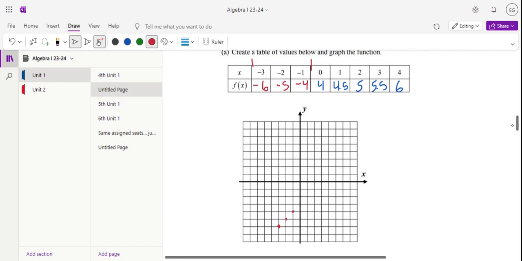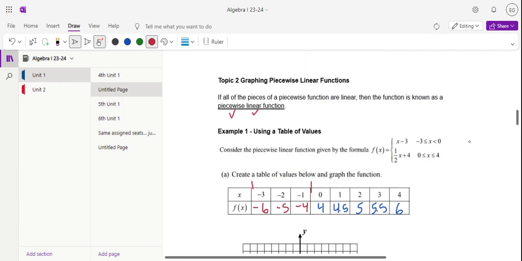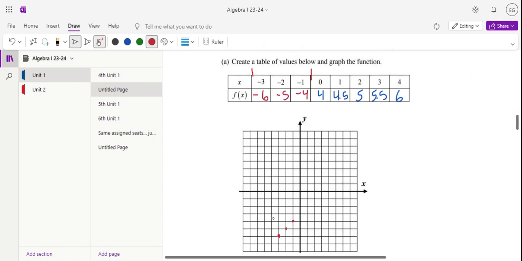Now, for this function, it's not at 0, but it does go all the way up until 0. So I'm actually going to solve for this with 0 in there. 0 minus 3 is -3. So that tells me I also have a point at 0, -3. But that's going to be an open circle. So 0, -3, I'm going to do an open circle there. And then I'm going to show the line that goes through all of that.